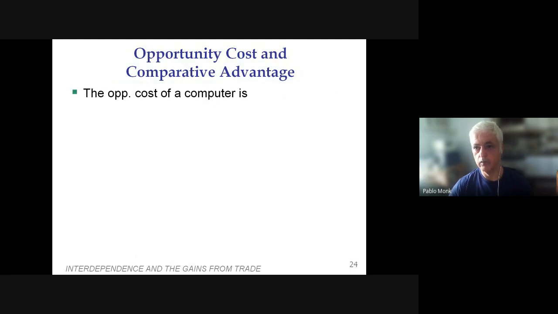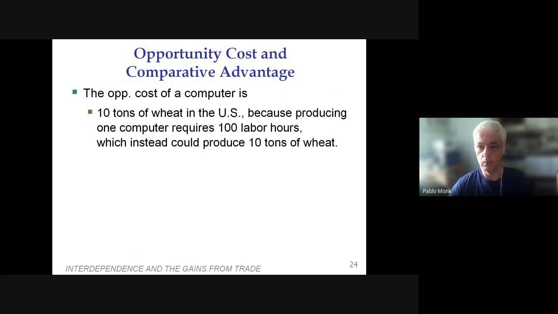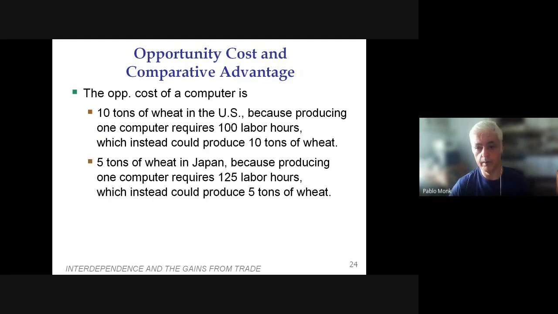So in America, the opportunity cost of one computer is 10 tons of wheat. Why? Because producing one computer requires 100 hours, right? And 100 hours could produce 10 tons of wheat, because we remembered 10 hours equals 1 ton of wheat. Does that make sense? So we could say, okay, the opportunity cost of one computer is 10 tons of wheat. That's what it costs if you're producing these two things. What about in Japan?